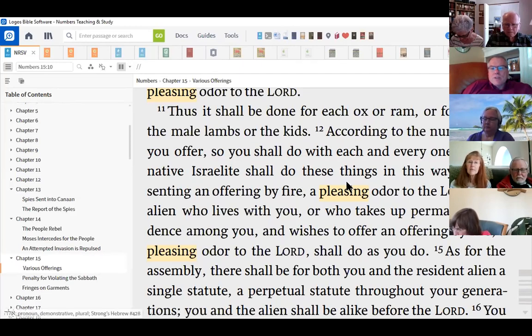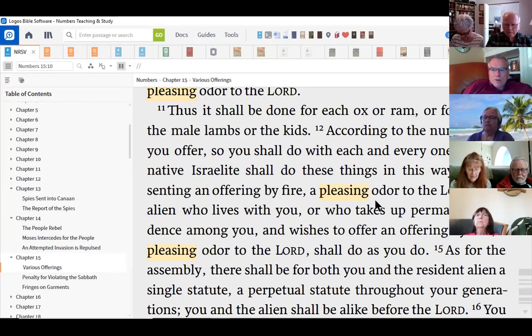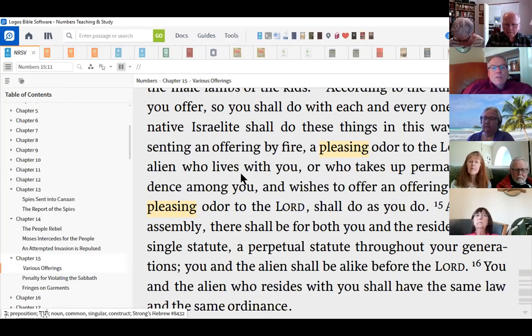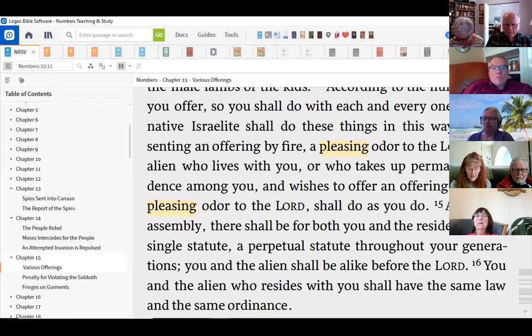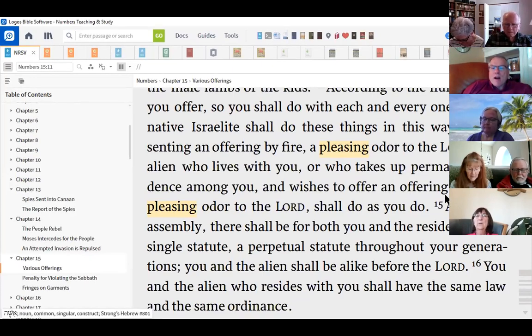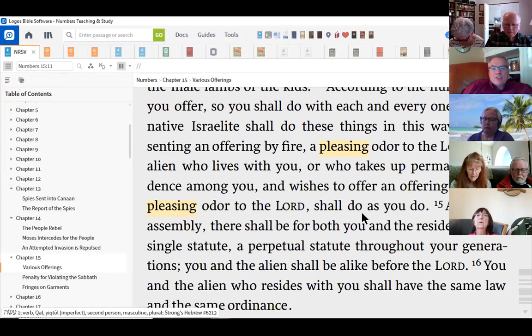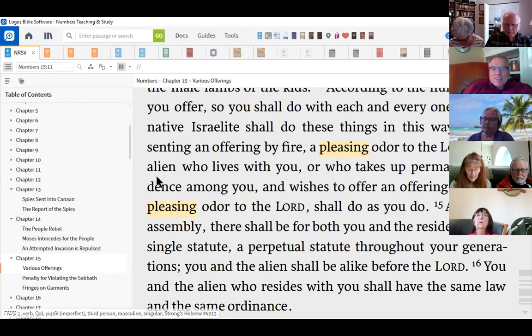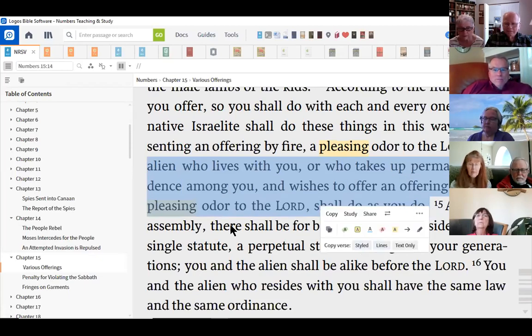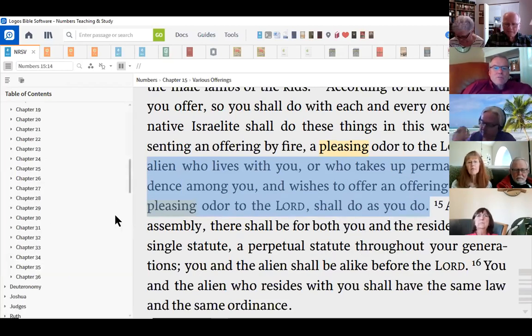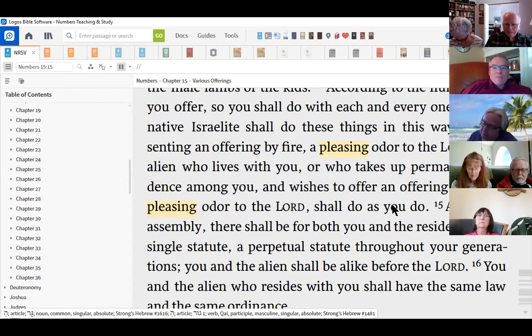Every native Israelite shall do these things in this way, in presenting an offering by fire, a pleasing odor to the Lord. And an alien who lives with you or who takes up permanent residence among you and wishes to offer an offering by fire, a pleasing odor to the Lord, shall do as you do. Now, this little statement is pretty radical. This is not just someone who's hanging out on the outskirts of the camp, but they get to go in and offer a sacrifice in the tabernacle court like the rest of the folks.